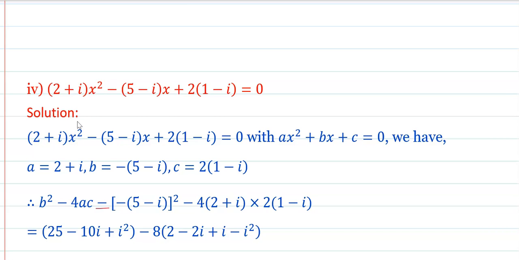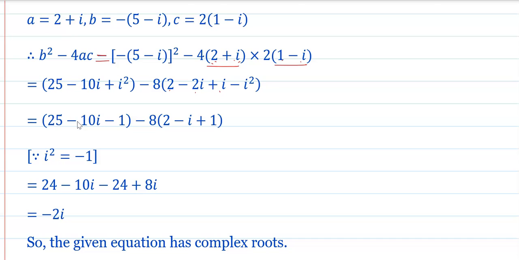When we square this, it will be positive. (5 − i)² means what? 25 − 10i + i². Now the multiplication: 4 into 2 is 8. Then (2 + i)(1 − i): 2 into 1, you will get 2; 2 into −i, you will get −2i; i into 1 is i, and i into −i, you will get −i².